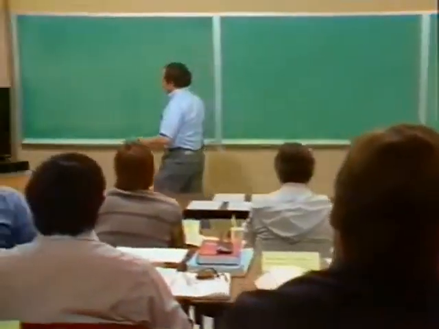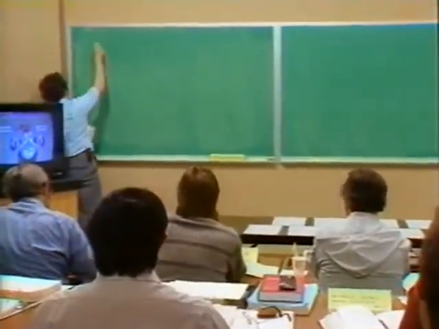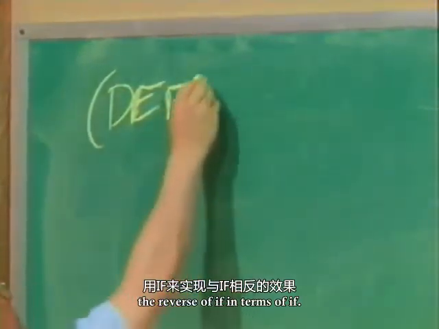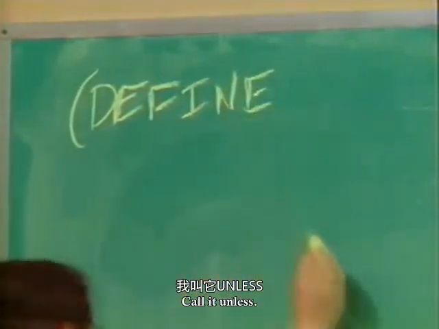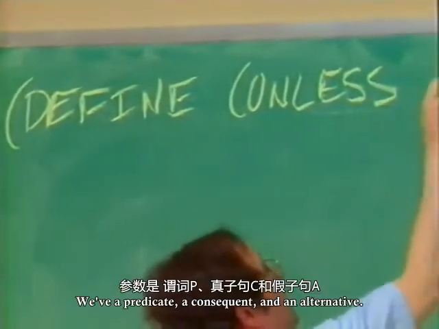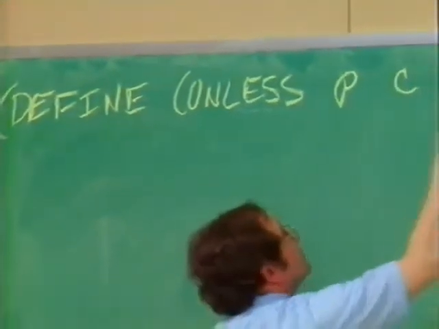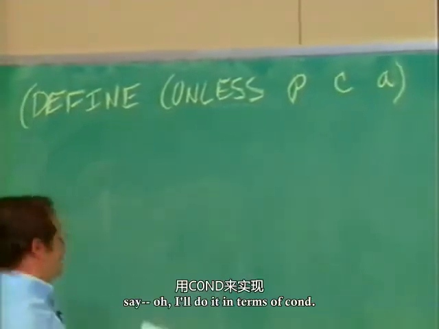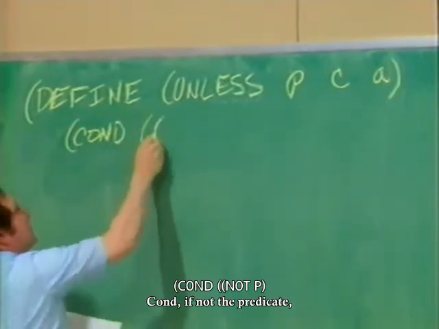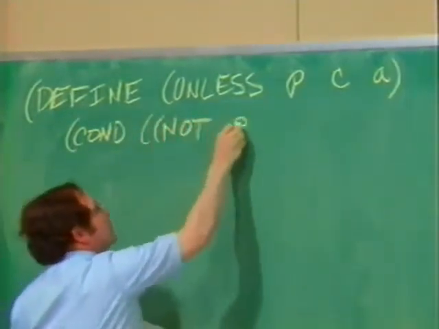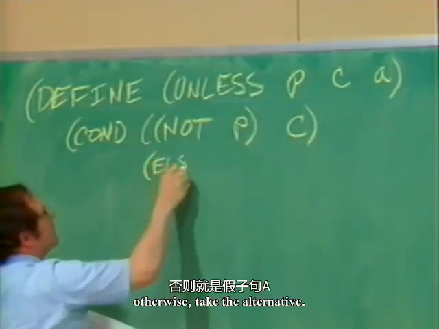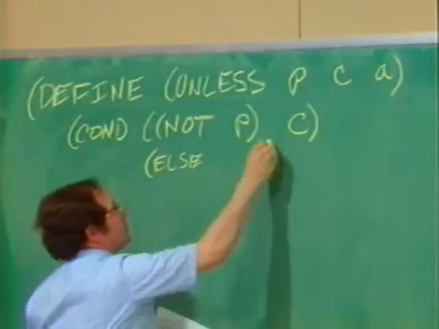So for example, supposing I wish to be able to define something like the reverse of if, in terms of if. Call it unless. A predicate, a consequent, and an alternative. And what I'd like to be able to do is say, or I'll do it in terms of cond: cond, if not the predicate, then take the consequent. Otherwise, take the alternative.